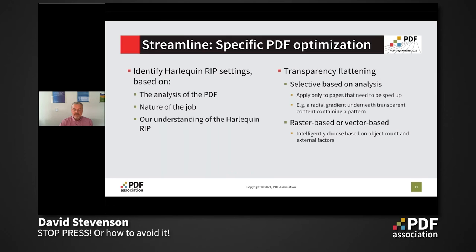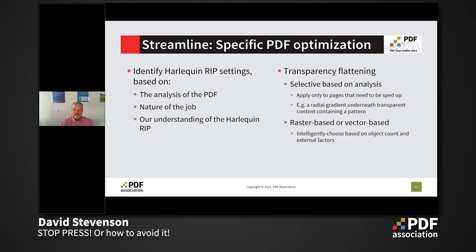So we've built some capability to do both raster-based transparency, but also vector-based transparency as well. And sometimes we find that converting transparency to a vector-based transparency can improve the RIP throughput. But there's a point at which, if you're doing vector-based transparency flattening, you're generating too many objects, and in which case you may be better off doing a raster-based transparency flattening.